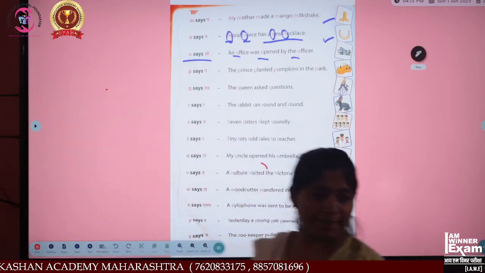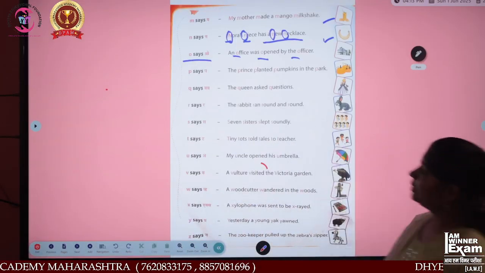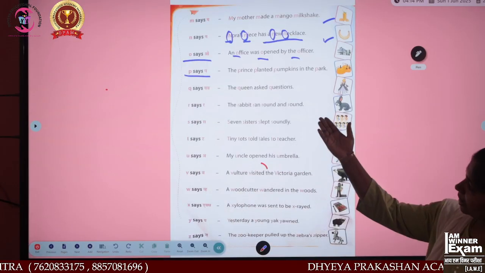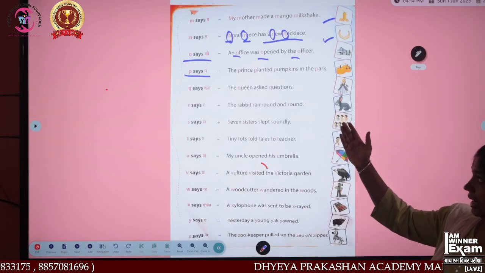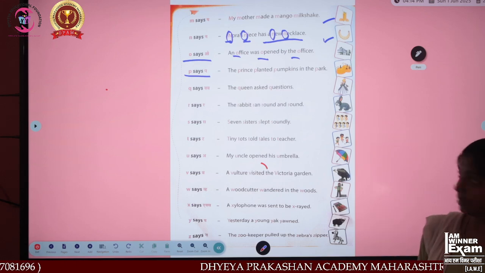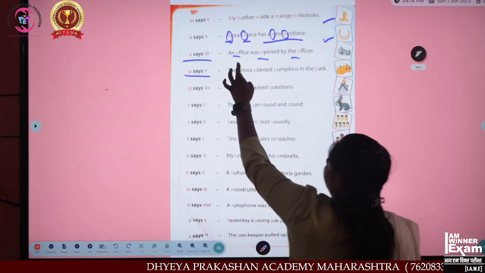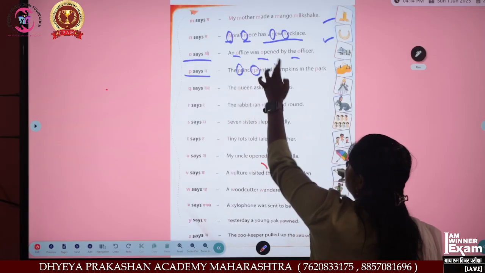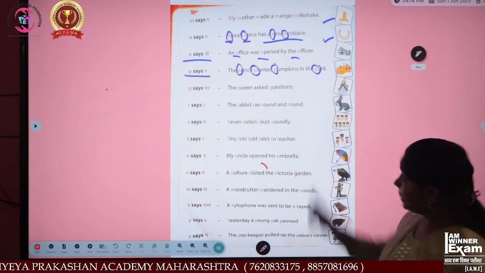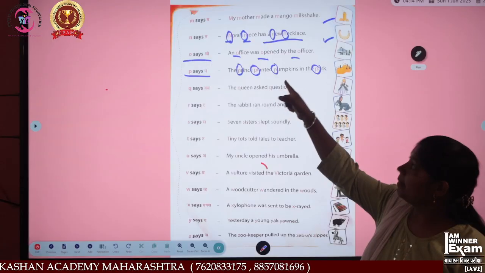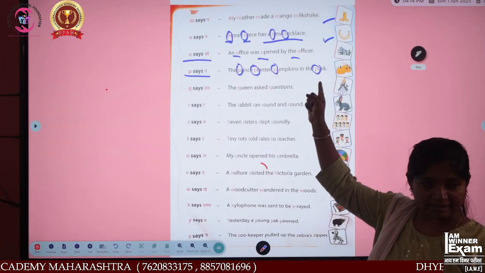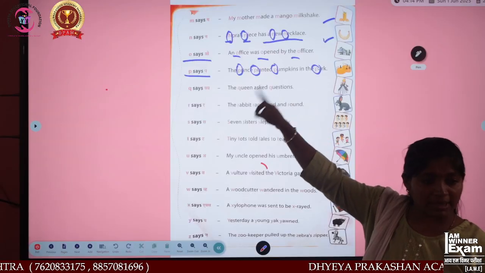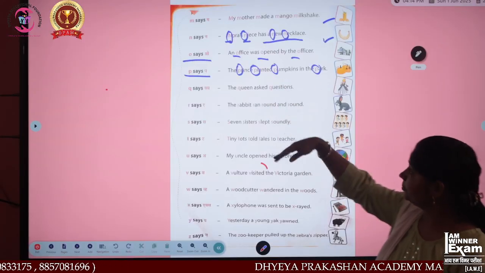Next. P says P. The prince planted pumpkins in the park. The prince. So, prince, planted, pumpkins, park. P says P.